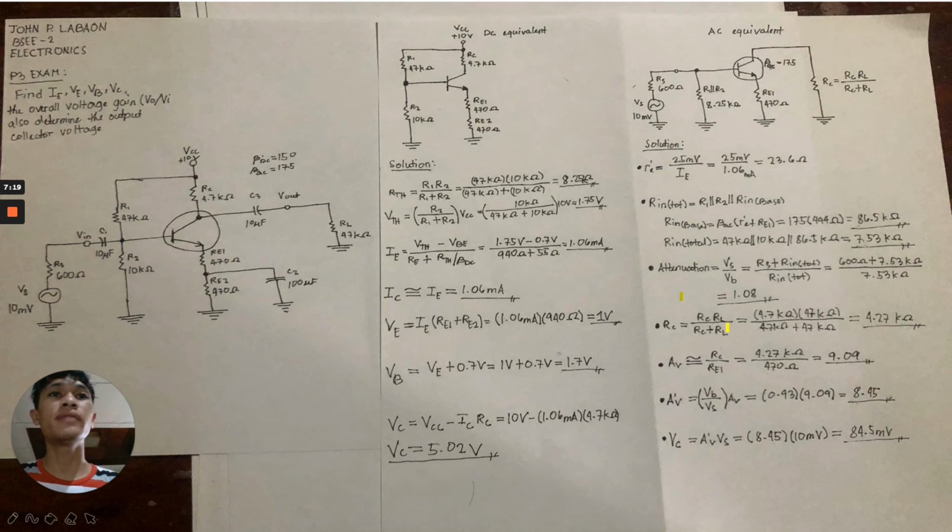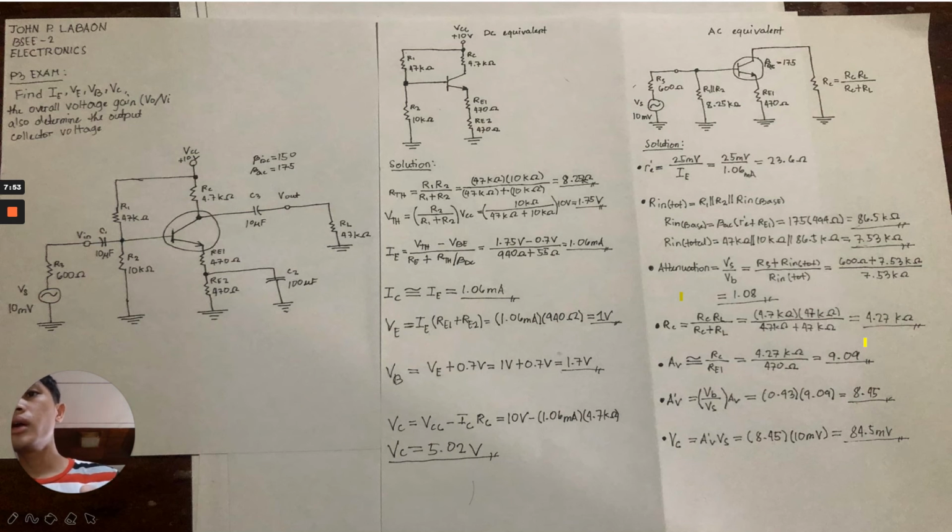And now for the collector resistance, that is equal to RC and RL over RC plus RL. We're going to need this collector resistance because we're going to solve our AV, which is the voltage gain from the base to collector. So that is 4.7 kilo ohms times 47 kilo ohms over 47 kilo ohms plus 47 kilo ohms. That is equal to 4.27 kilo ohms.